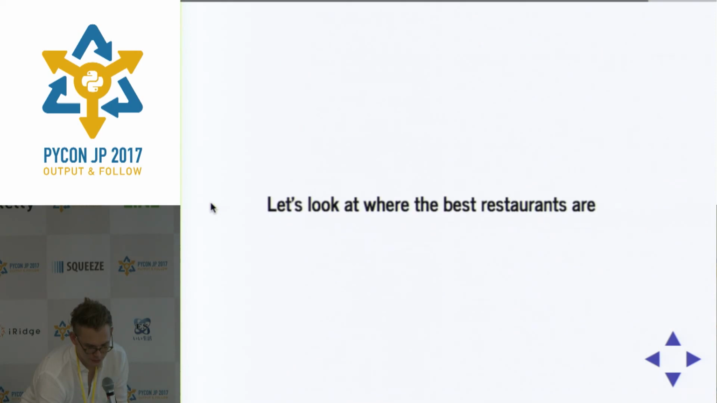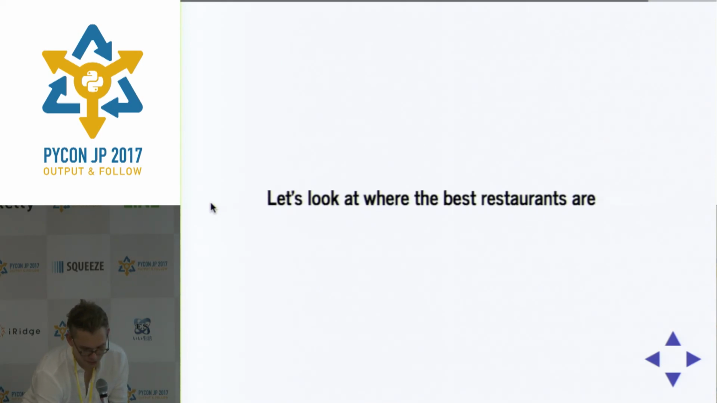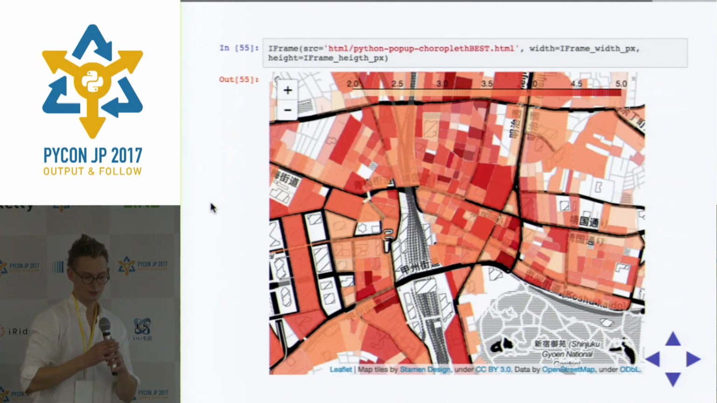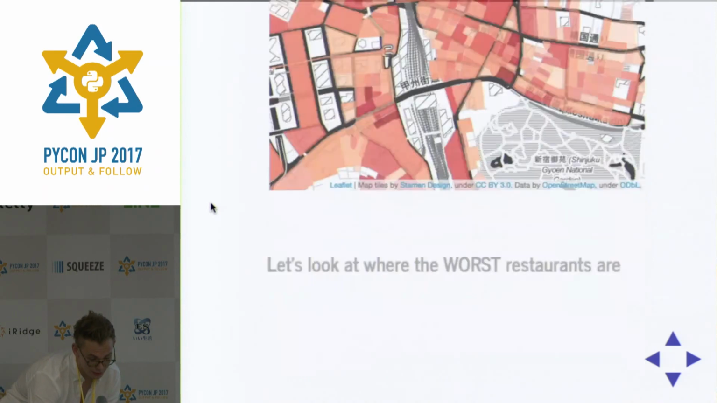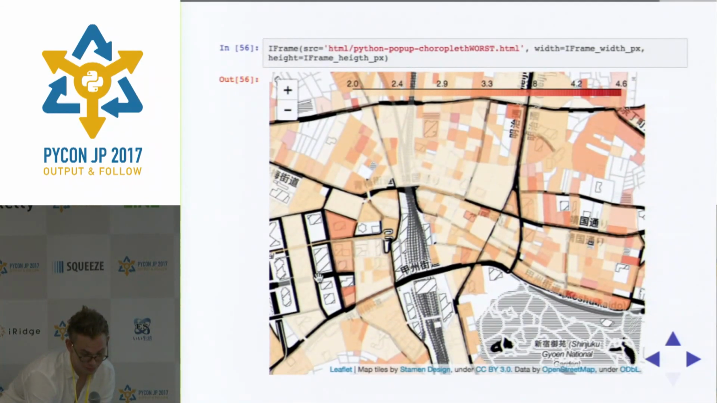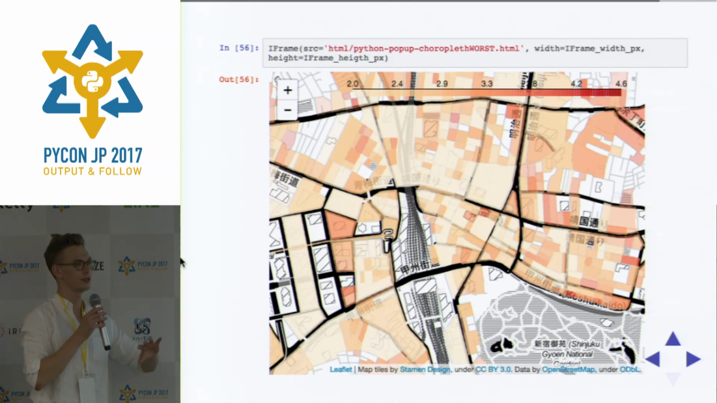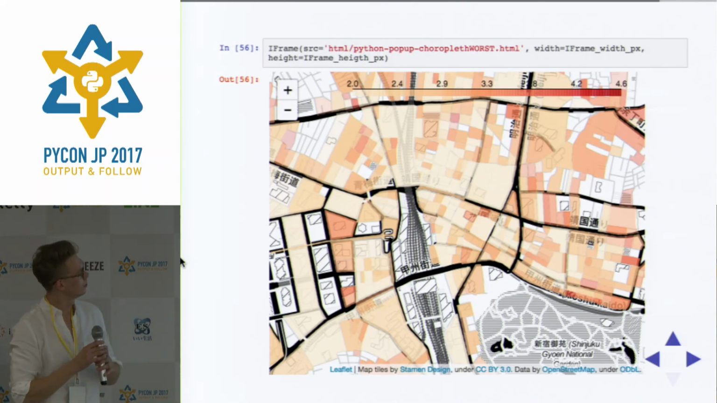So let's see, I think I have 5 minutes left. So we can also plot the best restaurants and the worst restaurants. So you can really just plot whatever. Once you have grouped your data, you can plot whatever statistics you want.